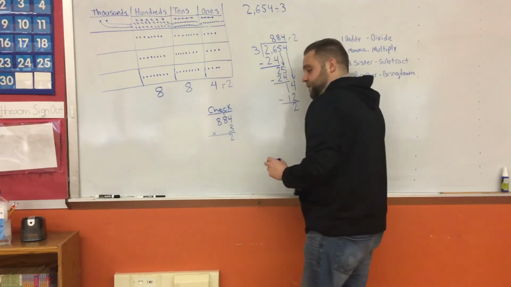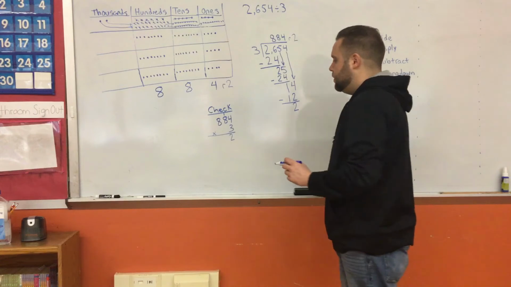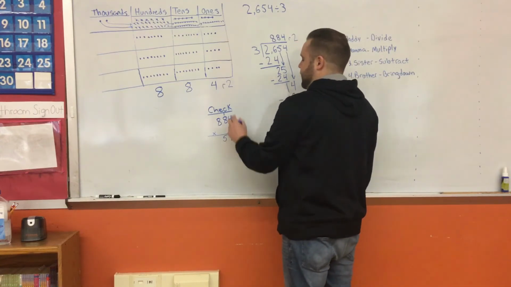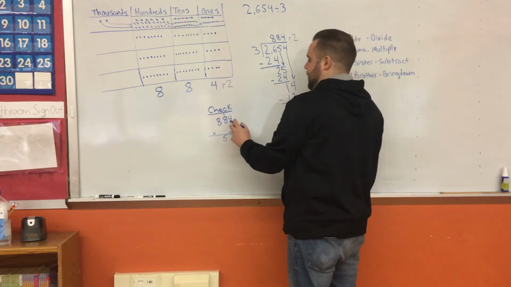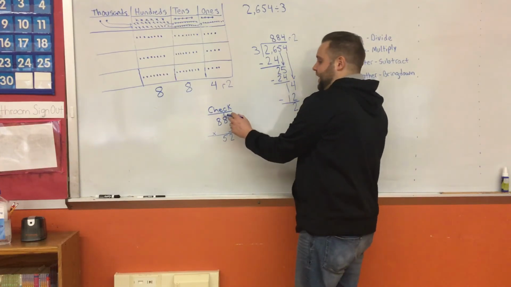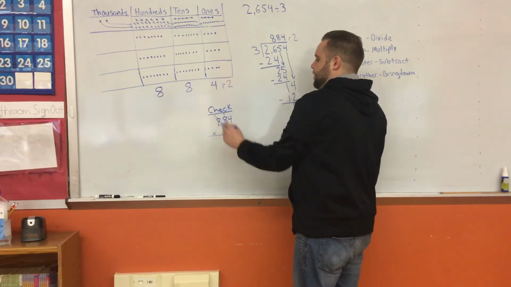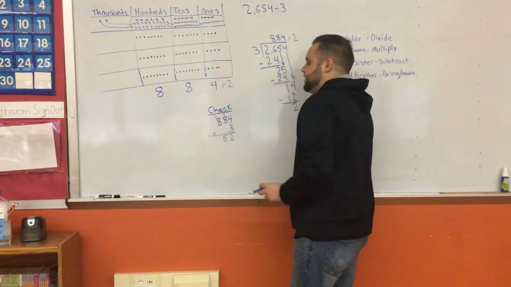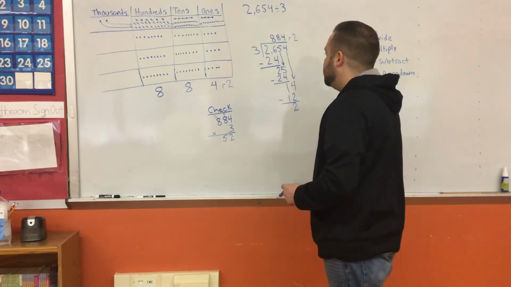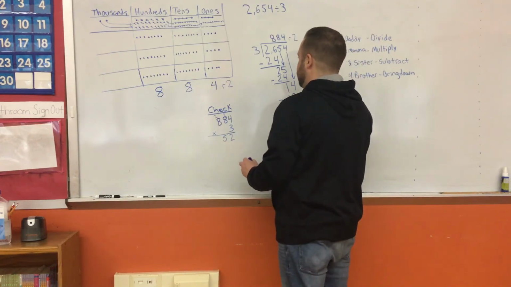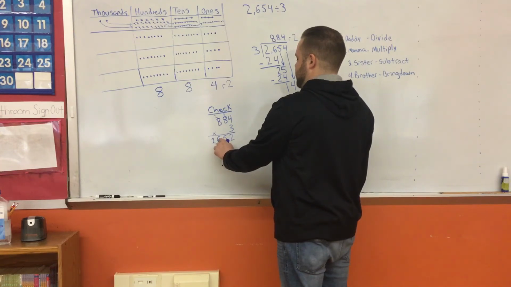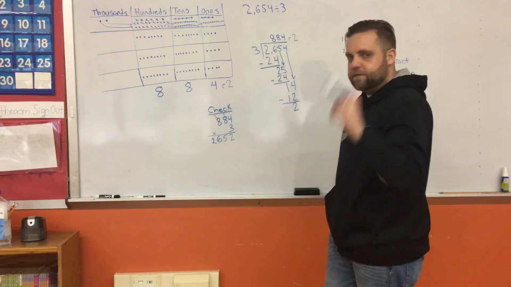3 times 8 is 24. 24 plus 1 is 25. Remember, you have to carry those numbers. That means you add them. So again, 3 times 8 is 24. Add the 1, 25. And then the 2 gets carried over here. 3 times 8, 24. Plus 2 is 26, right? For a second, I thought I made a mistake, but then I let my brain reset and we're good.